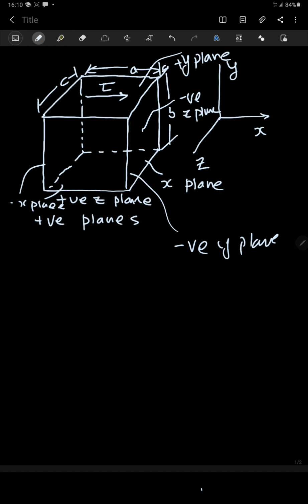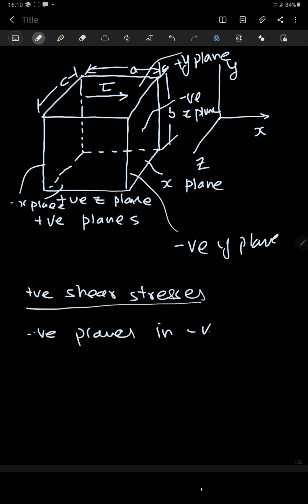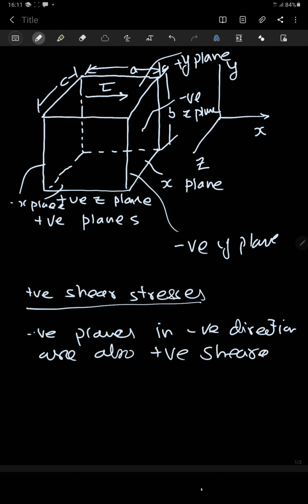Okay, so how do you define the positive set of shear stresses? If the shear stresses are acting on positive planes and in positive direction, those stresses are positive shear stresses, and at the same time if shear stresses are acting on negative planes in negative direction, those are also positive shear stresses.